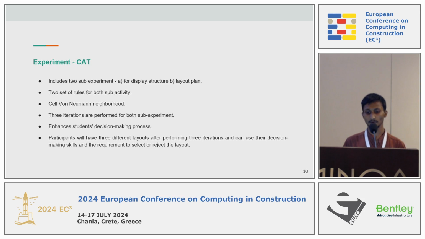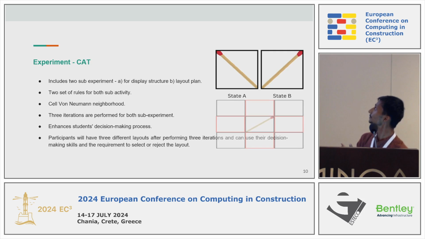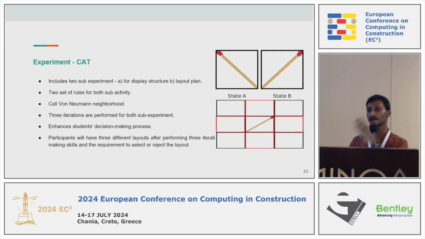We are using the von Neumann neighborhood condition. There are 3 iterations performed for both activities, and the participant will have 3 different layouts after performing them. Based on their decision making and the requirements provided by the problem, they will be able to decide on or reject the layout. These are state 1 and state 2: in this generative design technique, they can use either state A or state B, and this is how it will be on the grid. Based on the neighborhood condition, they will take either state A or state B.